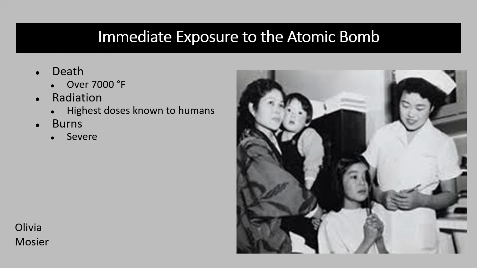Immediate exposure to the atomic bomb would essentially cause death. With temperatures rising over 7,000 degrees Fahrenheit, burns were another severe concern. Radiation from the atomic bomb was one of the highest doses known to humans.